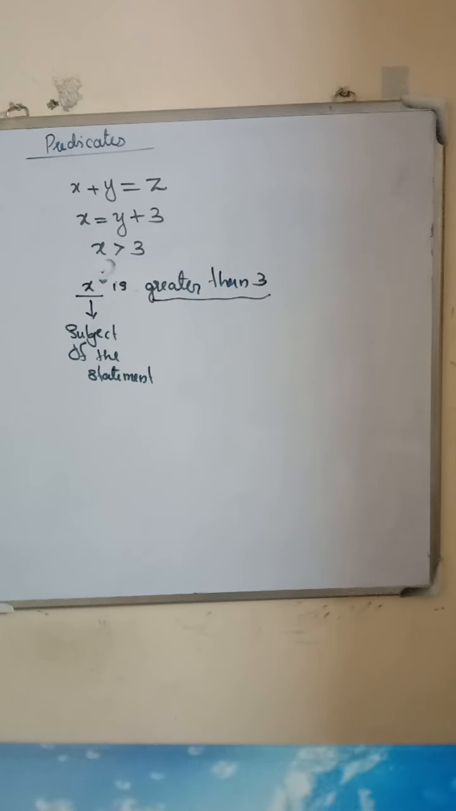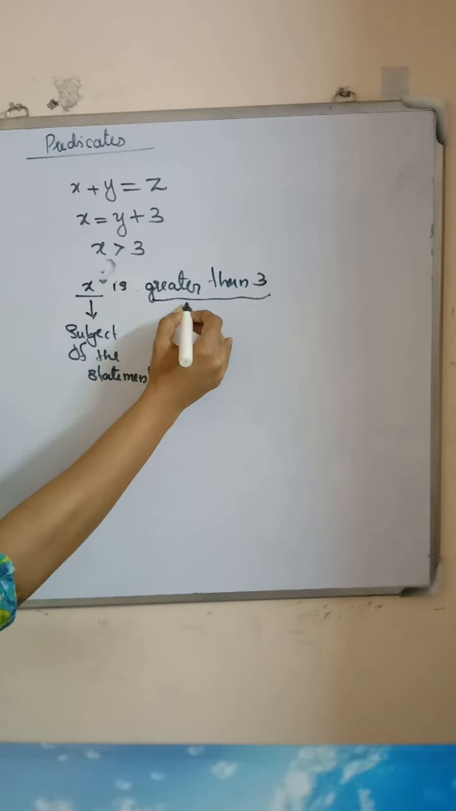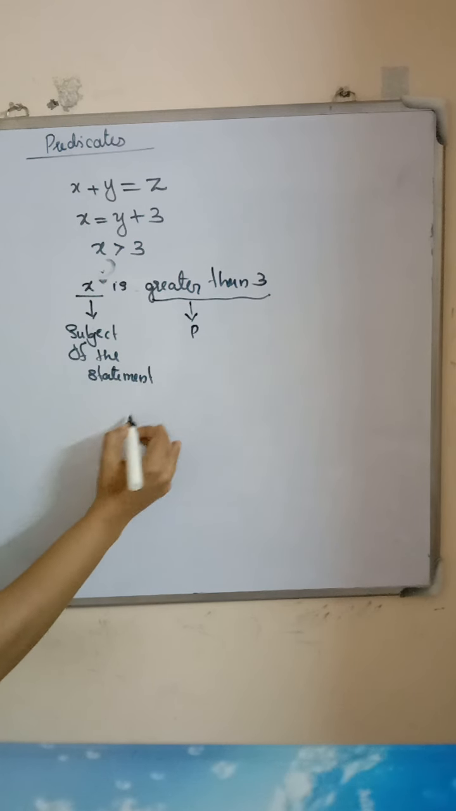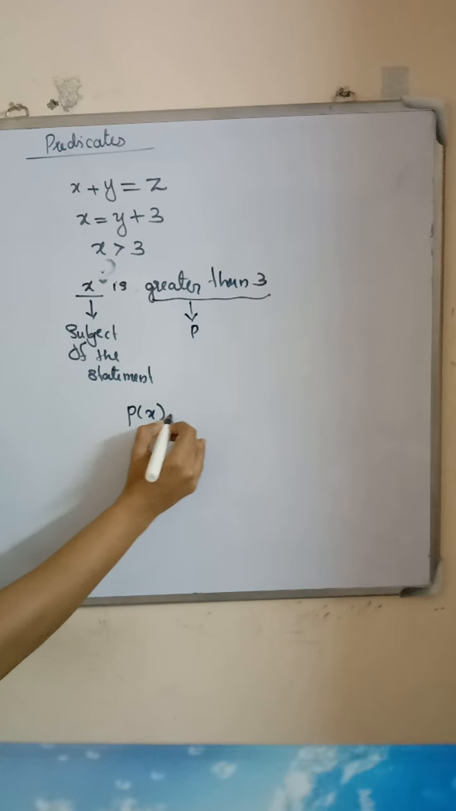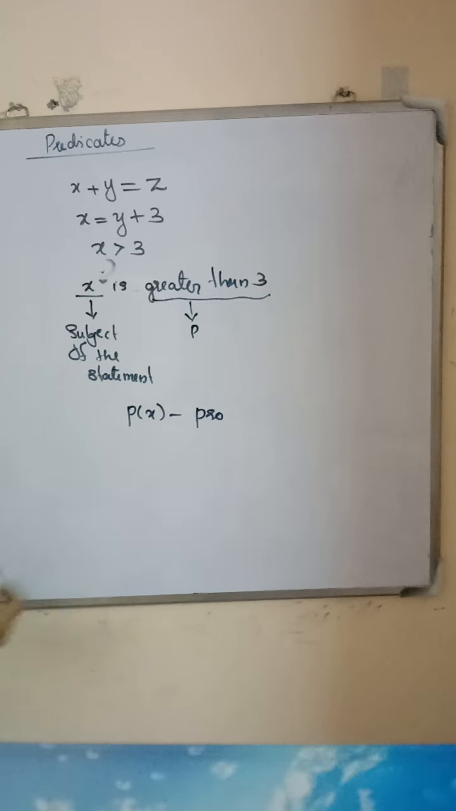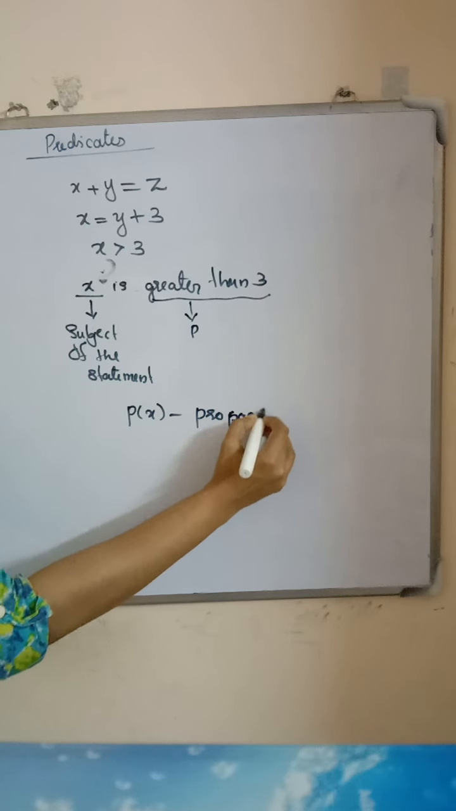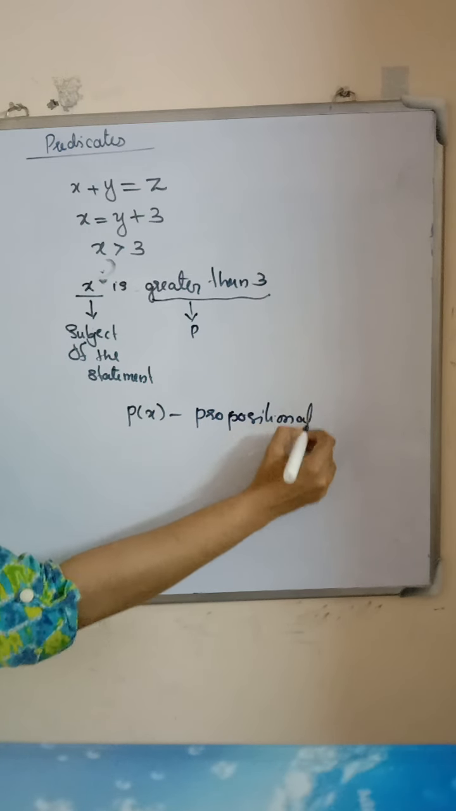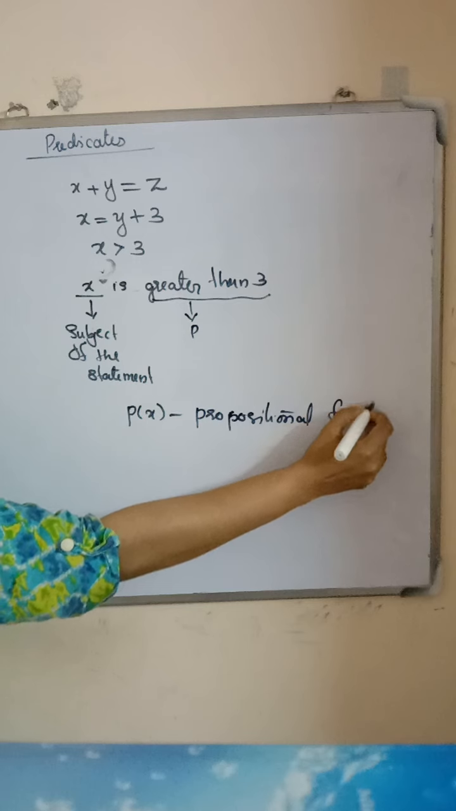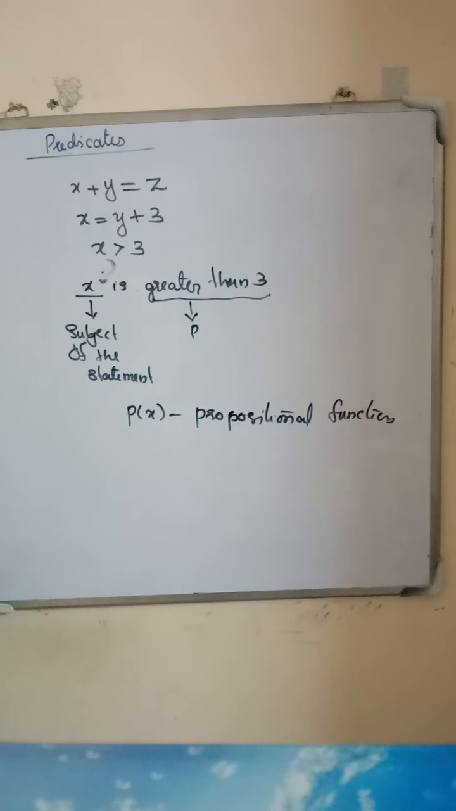Greater than 3 is the predicate. P of x is known as a propositional function.